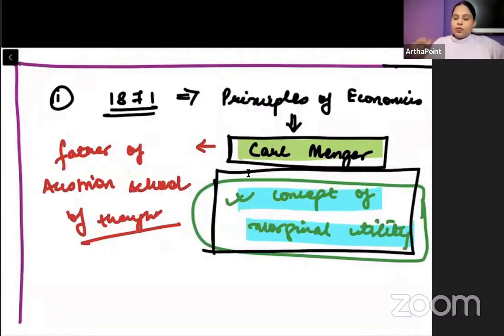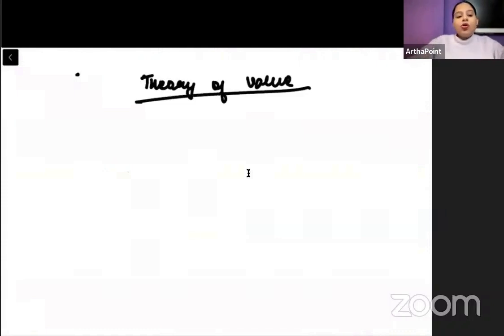Now, another important thing that they talked about was something called the theory of value. Gossen's law is diminishing marginal utility. We are not talking about Gossen's law. We are just talking about the concept of marginal utility. What is marginal utility? That's it.